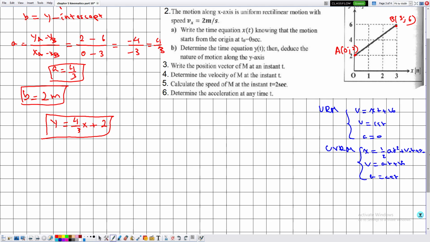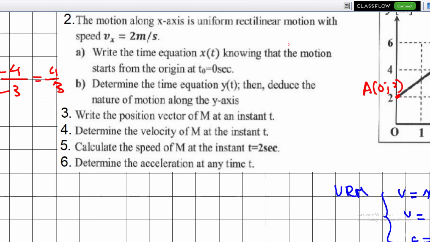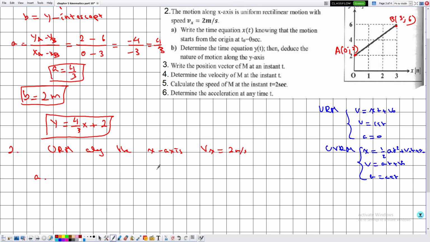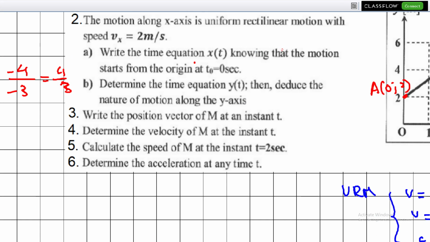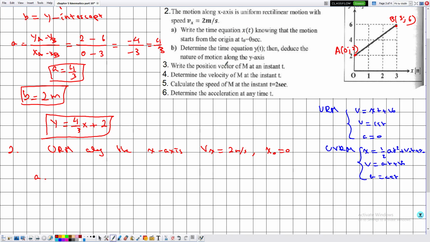So they are telling me in part 2, URM along the x-axis and v of x is equal to 2 meters per second. Okay, and now in part A they are telling me to write the time equation x of t knowing that the motion starts from the origin at t0 equal to 0 seconds. Starting from the origin means that the initial position is given by x0 is equal to 0. We are interested in determining x of t or writing the equation x of t.